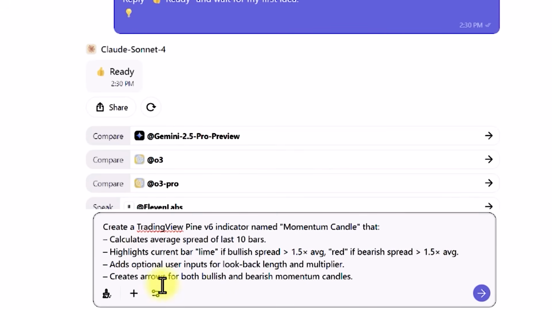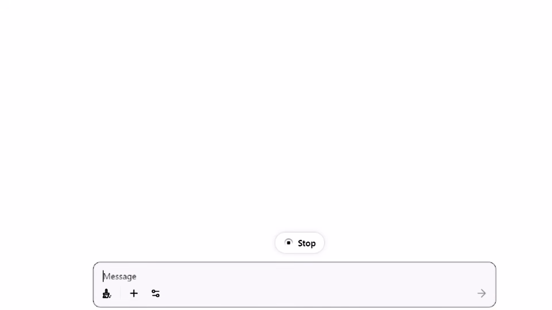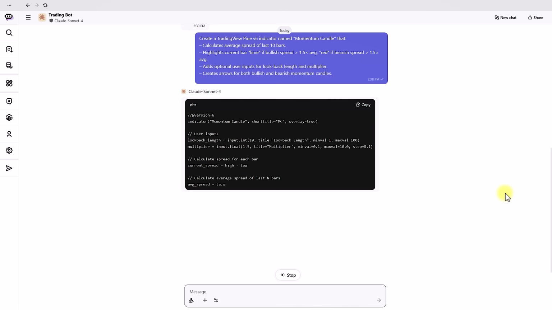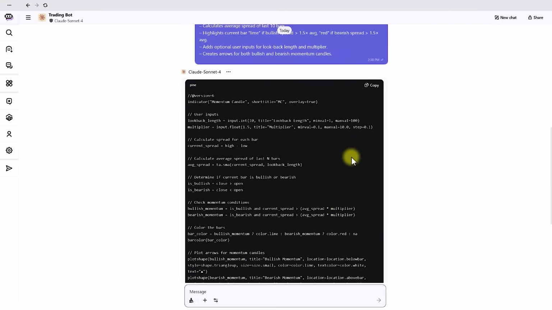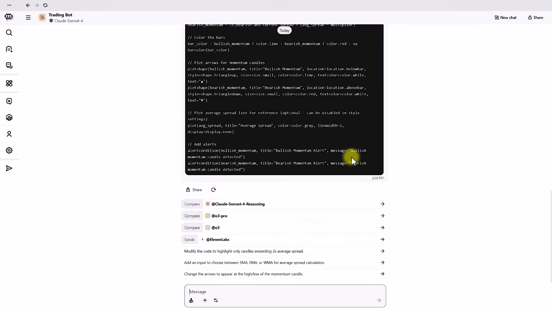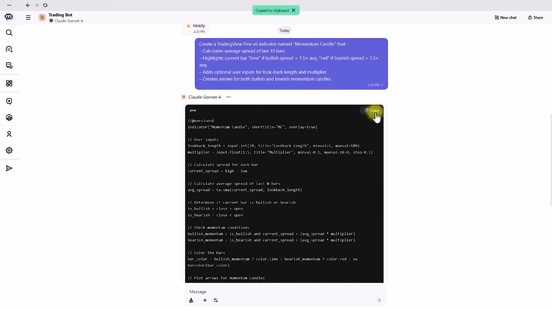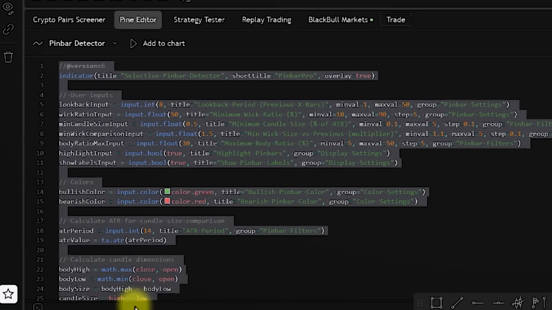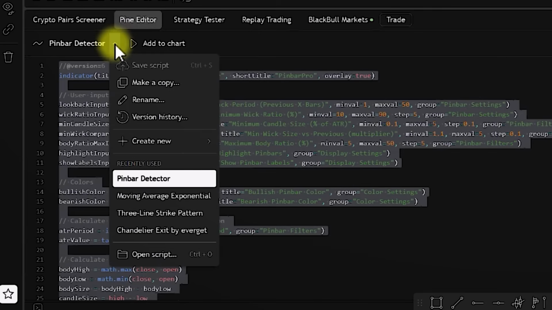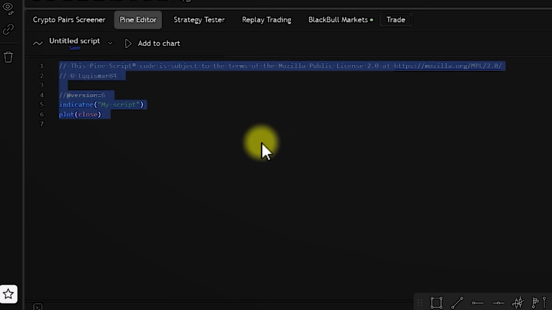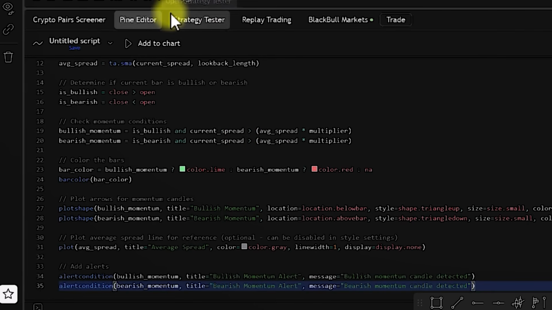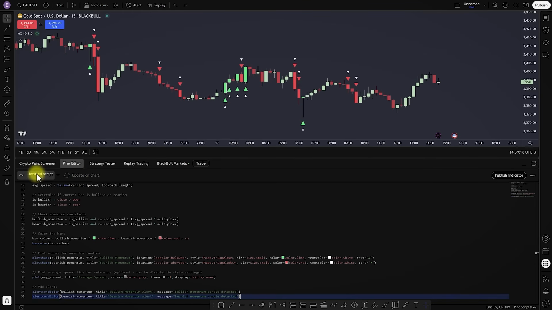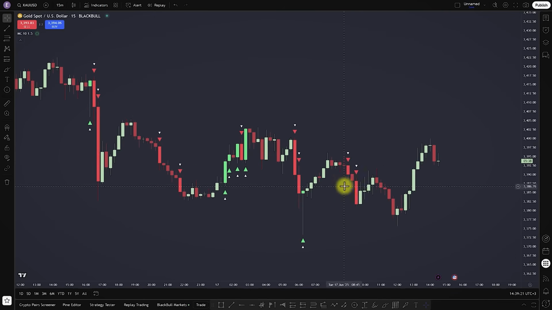I wanted a momentum candle detector that calculates the average spread of the last 10 bars. Then it highlights the candles that are 1.5 times higher than the average. I also asked for optional inputs for lookback length and multiplier. Within seconds, I got my code. Here's how you implement it. Open TradingView. Click Pine Editor at the bottom. Delete the default code. Then simply paste your generated code. Click Add to Chart. And now momentum candles glow on screen.